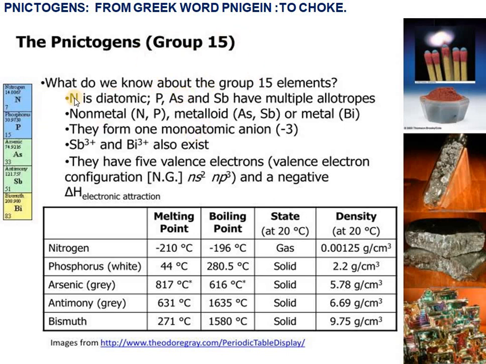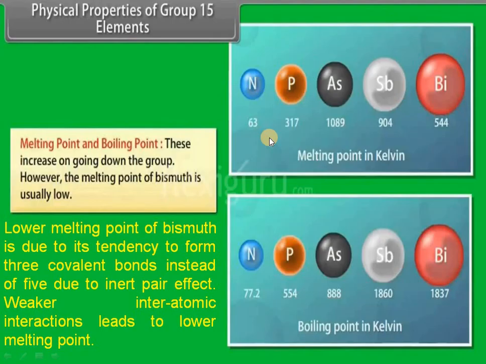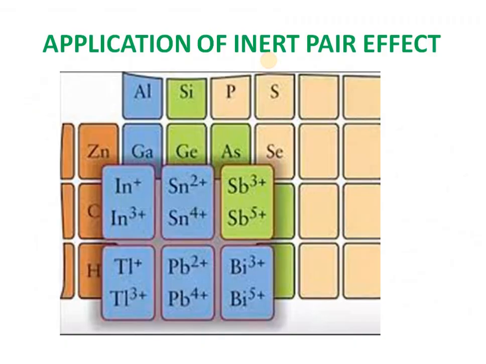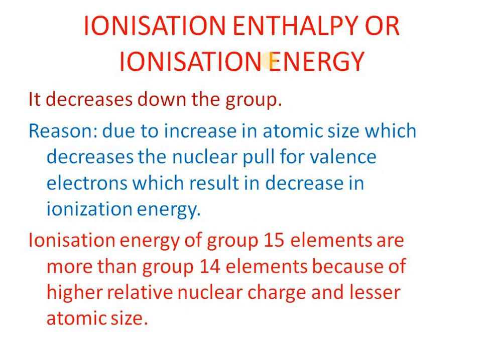And further we can see the density, all the states and all that; all these points we have discussed in detail. Now the melting point, boiling point, as we have discussed already, the lower melting point of bismuth is due to the tendency to form 3 covalent bonds instead of 5. This is due to the inert pair effect. Okay, now this we already discussed about the inert pair effect. So same case, the +3 oxidation state is more stable than +5. Why? The answer is the same, the inert pair effect. Then we have to explain about the inert pair.